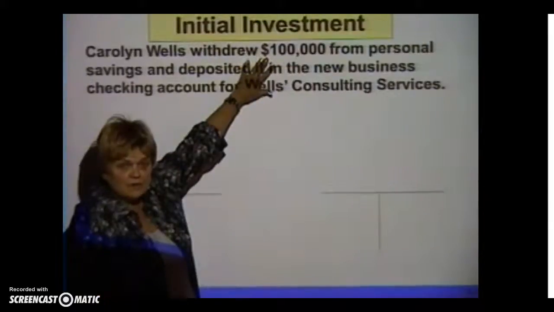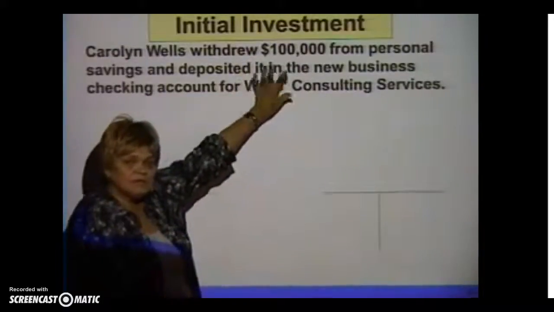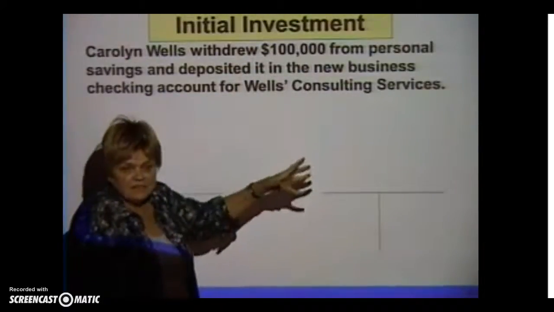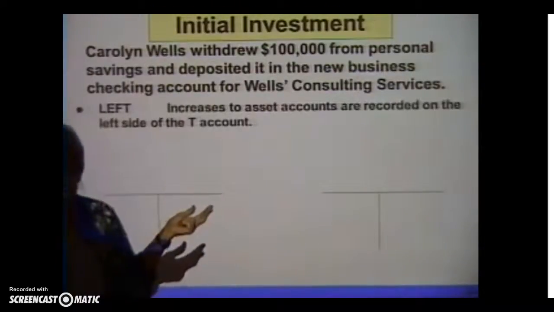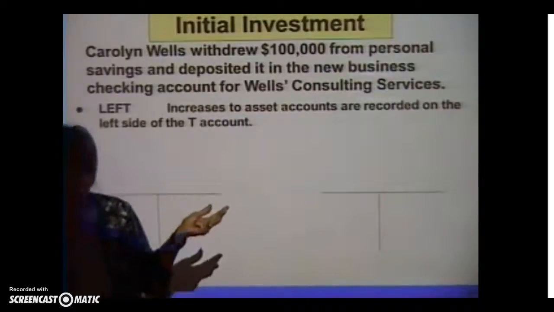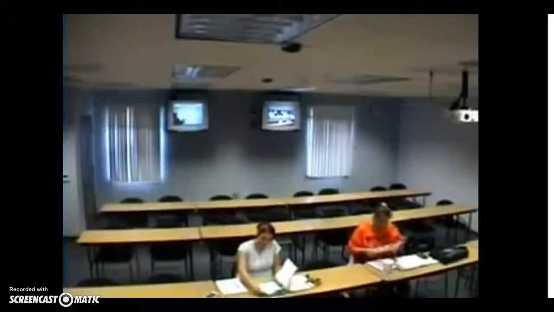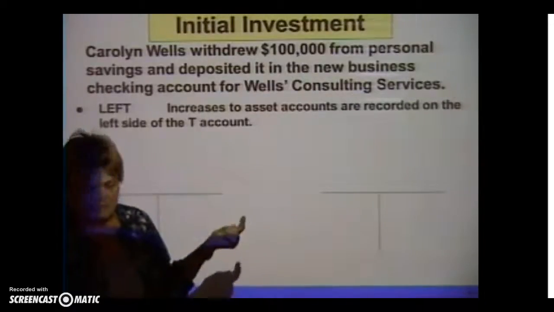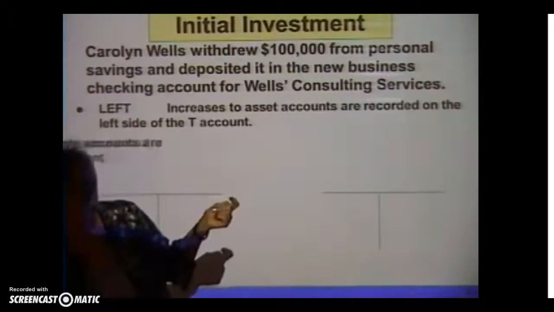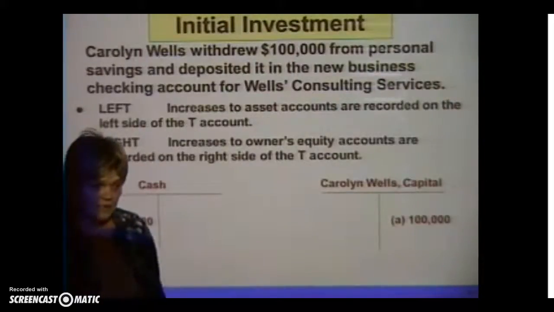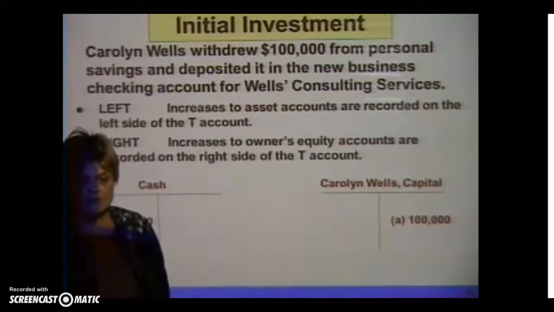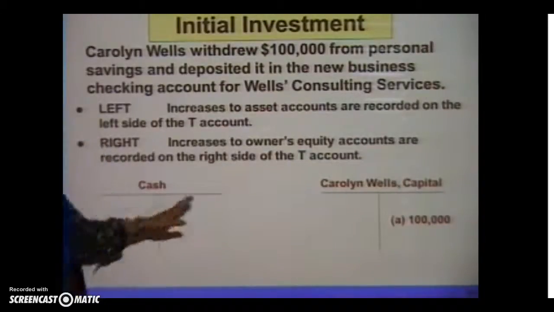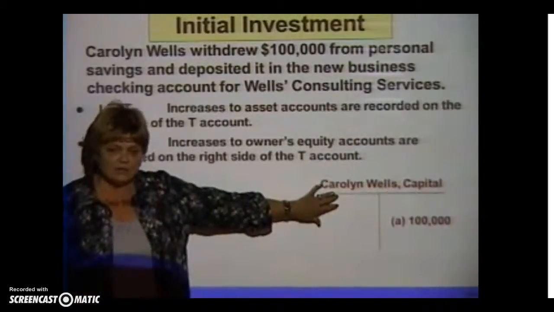Carolyn withdrew $100,000 from her account and put it in the business. Our analysis is what was affected. We've done this one before, right? So what kind of accounts were affected? What was affected first? Owner's equity and cash were the two accounts that were affected, right? We got cash. Cash went up. And also her owner's equity was increased, right?